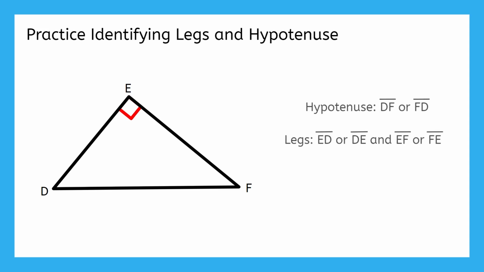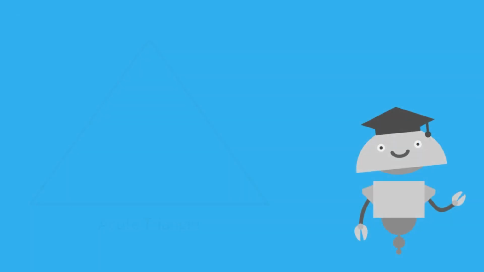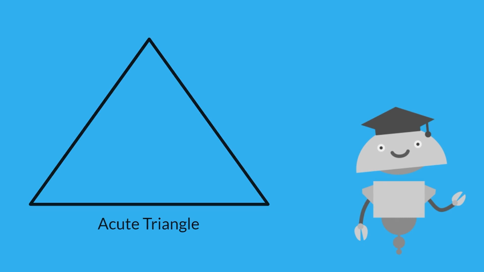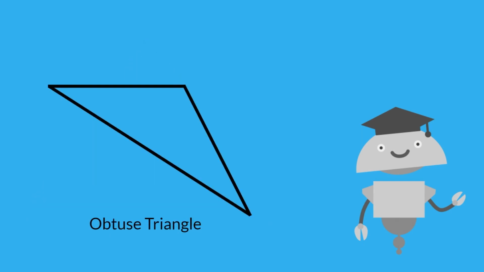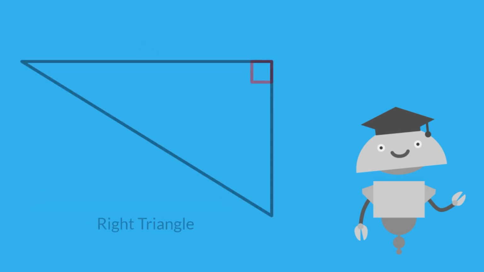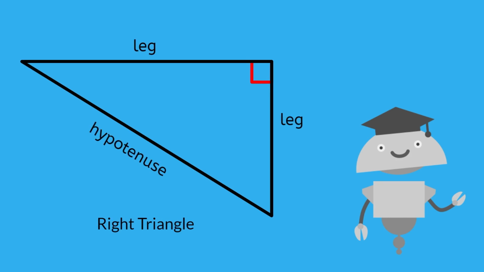Now, check to see if your answer matches mine. If it doesn't, go ahead and rewind a little to watch this section again. Now you can classify a triangle by its angles, which helps us determine if we have a right triangle. For right triangles, you can now identify its legs and hypotenuse. This skill is very important for our next lesson, so make sure you are confident before you move on.